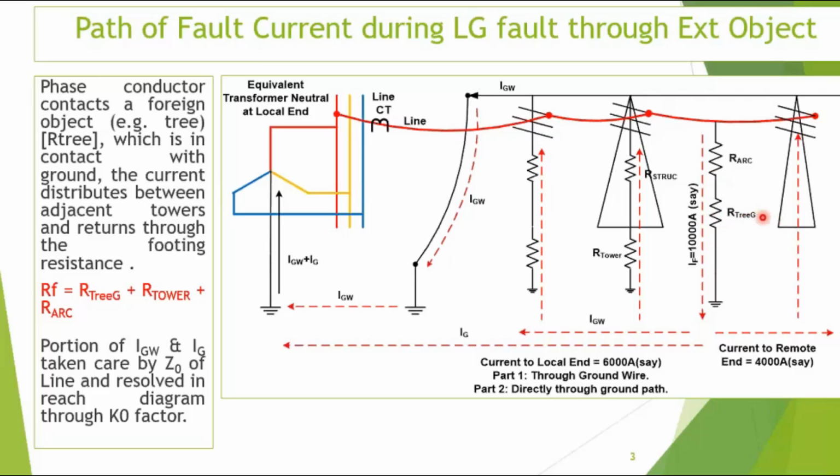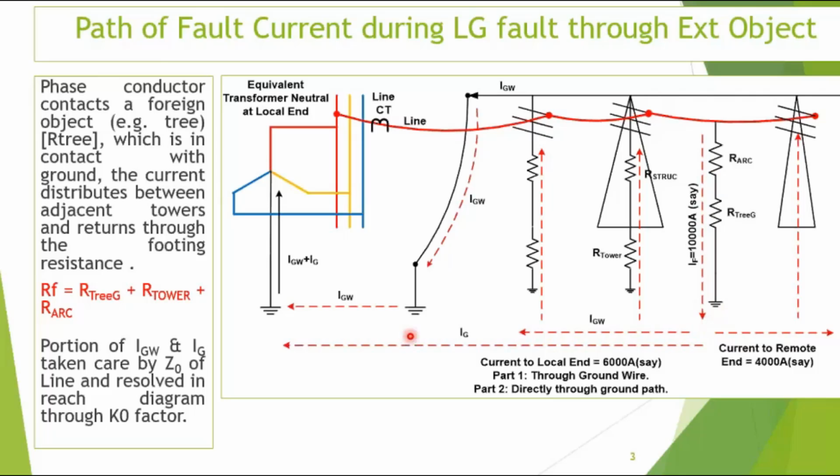This tree resistance can be quite high. It can be even 100 ohms. Hundreds of ohms also can be seen. But in general, 30 to 50 ohms will be okay. If we can cater to that part, most of the faults will be taken care of. Most of the external object faults will be taken care of. So this is the tree resistance. The current path comes to the ground.